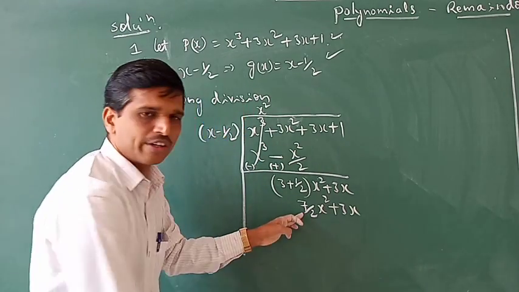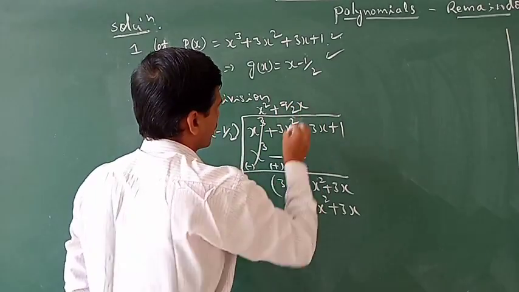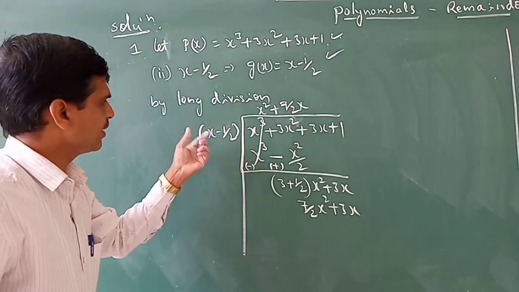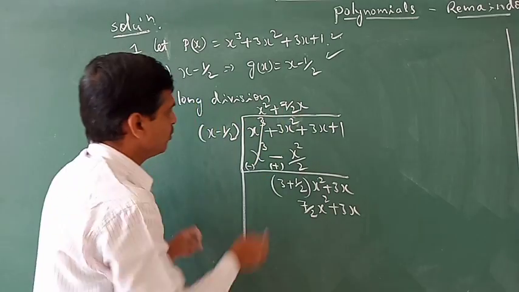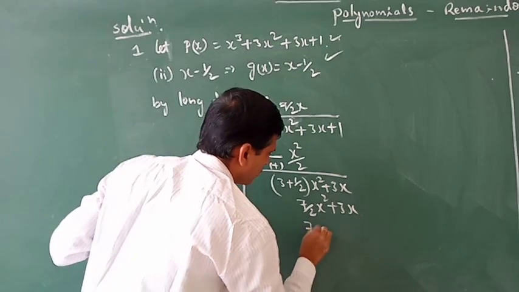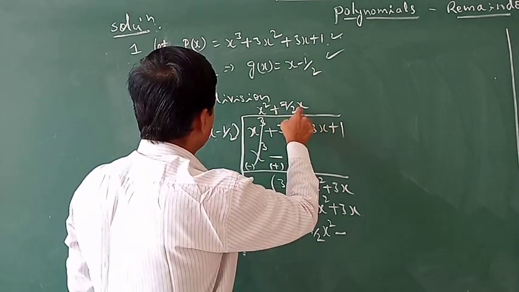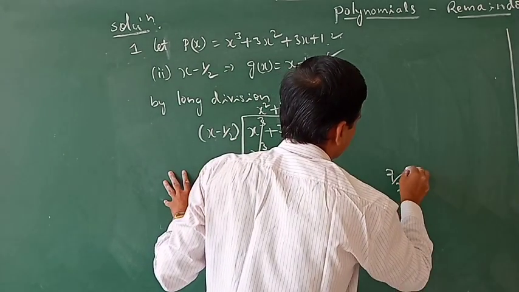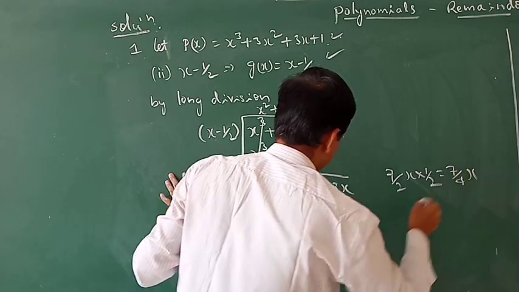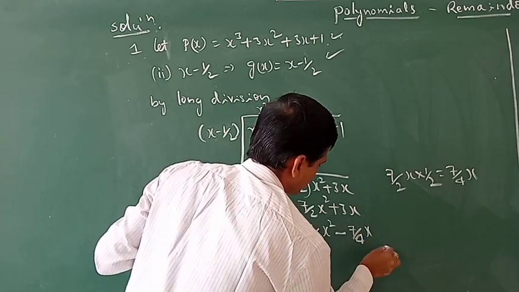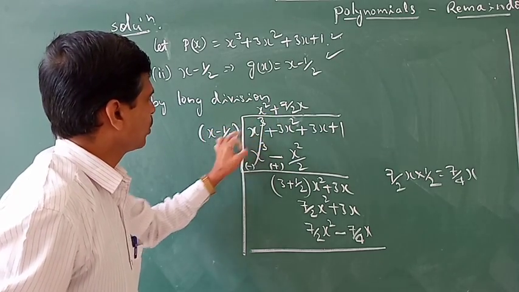Now continue the process. Now it is a new dividend. So in order to eliminate this one, you can take 7 by 2 x. The whole divisor into the second term of the quotient is equal to this one. Check now: 7 by 2 x into x is 7 by 2 x square, because x into x is x square, and plus into minus is minus 7 by 2 x into 1 by 2. So here it becomes 7 by 4 x. How is it 7 by 4? 7 by 2 into 1 by 2: 7 into 1 is 7, 2 twos are 4, x is the same.